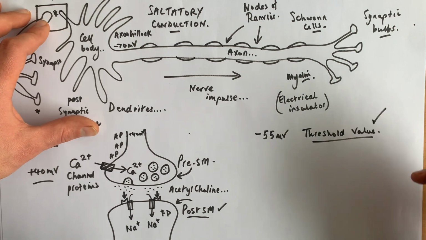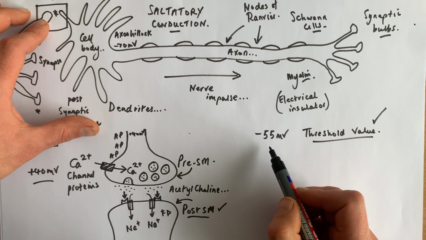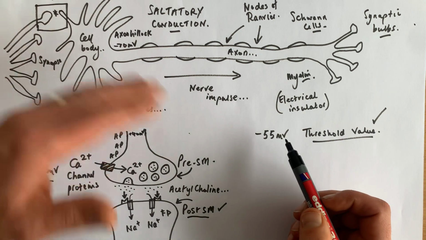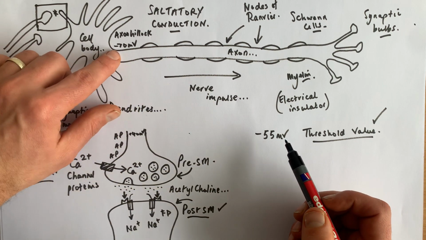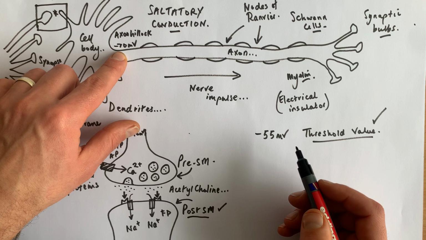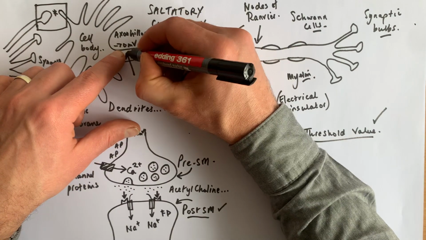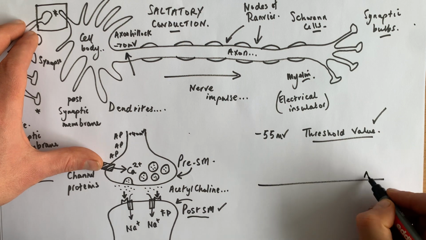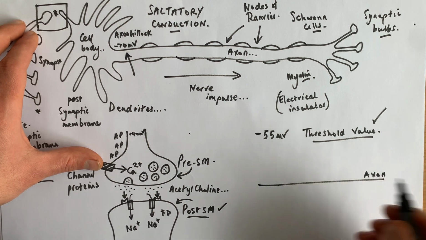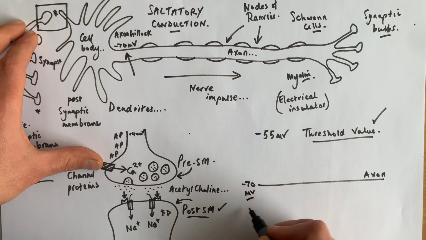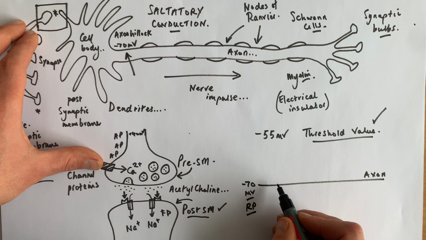Now, if we do get to the minus 55 millivolt threshold level, or whatever it gives you in the question, it'll be around about minus 55. Sometimes it's a bit less or a bit higher. It's going to cause something at this part in the membrane. So I'm going to zoom in on this part here. So this is the axon membrane. And remember, it started out at minus 70 millivolts. That's resting potential. But all of a sudden, this has got to minus 55.